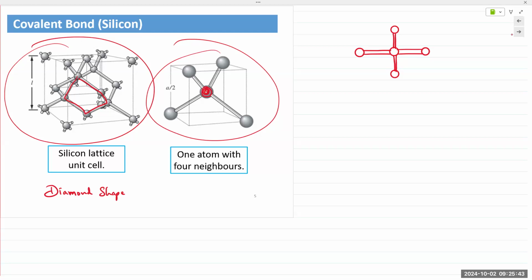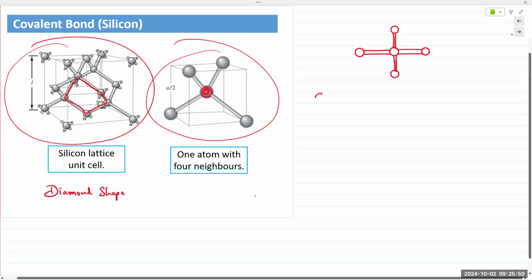Okay. So when you have this kind of structure in a material, and the structure is repeated throughout the entire material, so it has regular periodicity and an ordered structure throughout the entire material, we say that the material is crystalline.